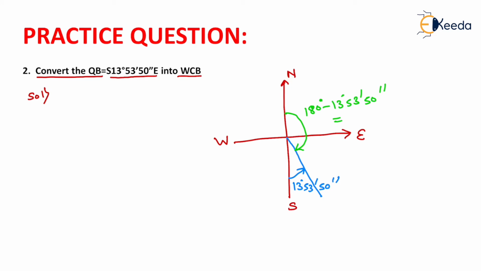So the answer will be equal to 166 degree 6 minutes and 10 seconds. So the WCB of this survey line will be equal to 166 degree 6 minutes and 10 seconds. That is the complete solution of this numerical.